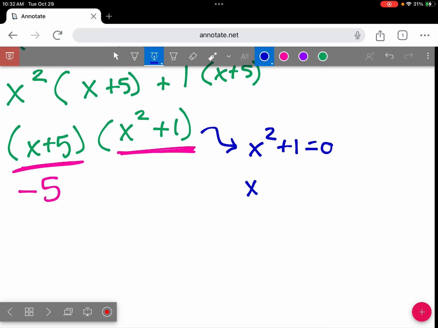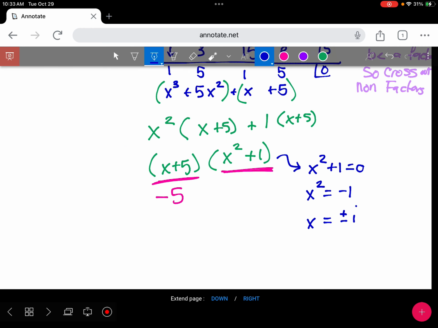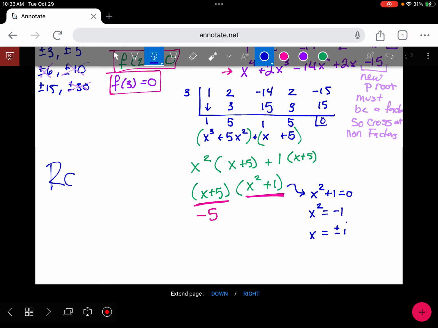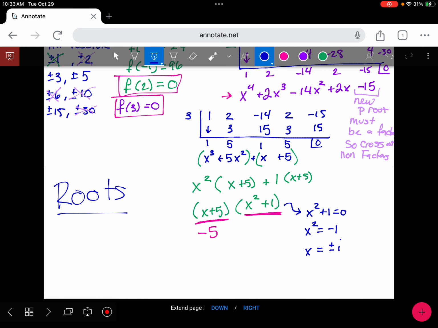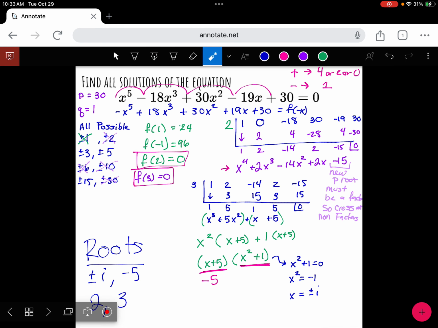What is the square root of negative 1? I don't remember. Yes, you do. Is it plus and minus i? Yes, indeed it is, because it always comes in pairs. Plus or minus i. So what are all of our roots? Plus or minus i. That gives us 2 roots. And negative 5, that's a third root. And we still have our 2 positive roots, our 1 negative root, and we have 2 imaginary roots.